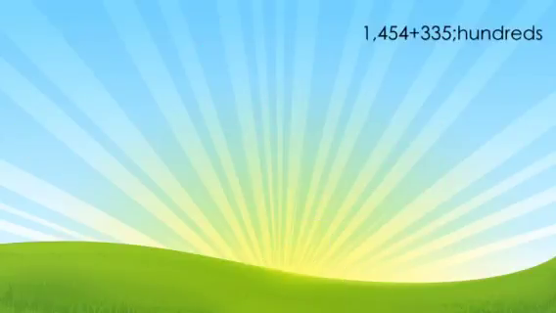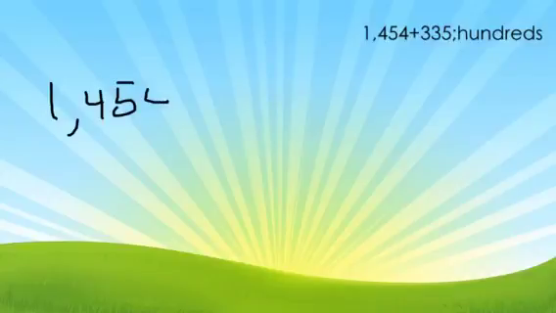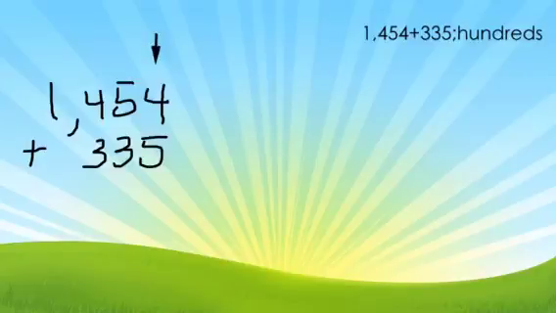Alright, here's our third problem. We have 1,454 plus 335, and then it says hundreds. So this means we're going to round to the hundreds, and we're adding. So I'm going to start by writing 1,454 plus 335. I want you to notice that I started lining up here in the ones place. We don't start anywhere else. We make sure that that's lined up.